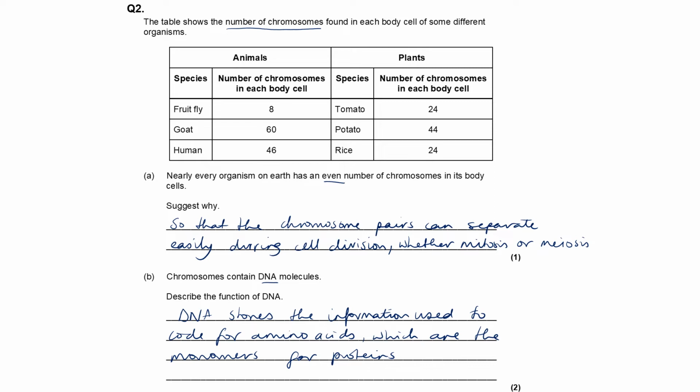And then for part B: chromosomes contain DNA molecules. Describe the function of DNA. And I've just recalled the information. DNA stores the information used to code for amino acids, which are the monomers for proteins. And again, the keywords: pairs, code, amino acids. And that's where I've got my marks.